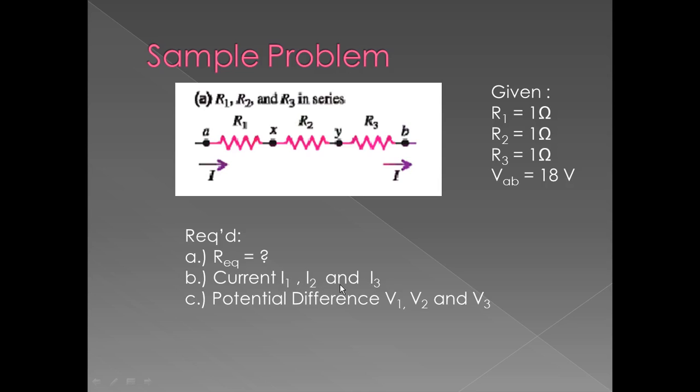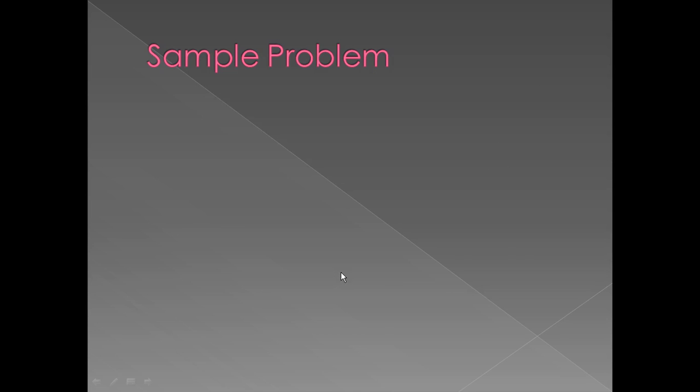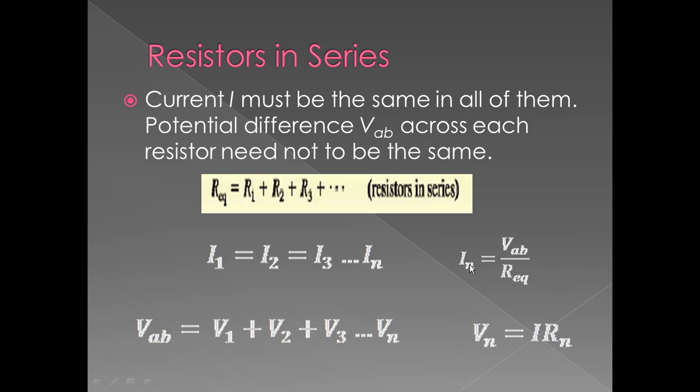In order to do that, you simply need to apply Ohm's law for the overall current, which is V sub AB over R equivalent. Once you have computed R equivalent, you have V sub AB as 18 volts. Divide 18 volts by your computed R equivalent. That will give you the total input current in the circuit. And of course, the total input current is equal to the individual currents passing through each of the given resistors.